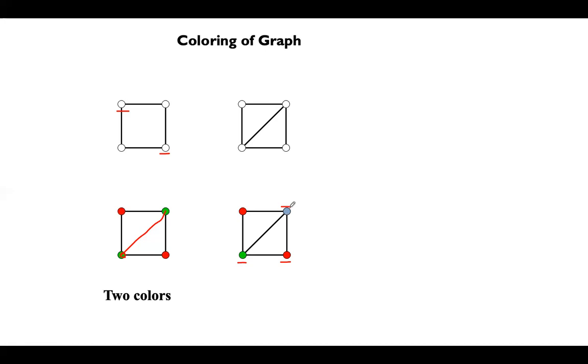Is it clear? No two adjacent vertices should have the same color. When you are assigning colors in the graph, this is one basic condition we must keep in mind: no two adjacent vertices must have the same color.